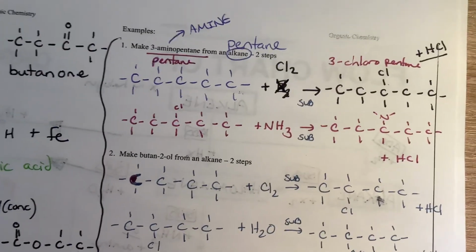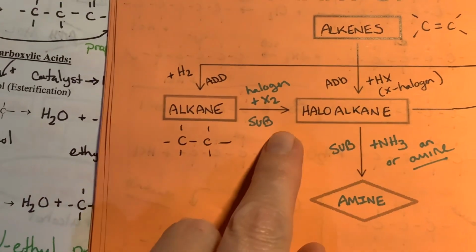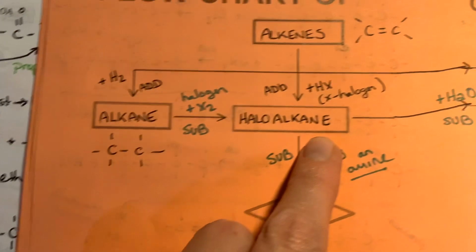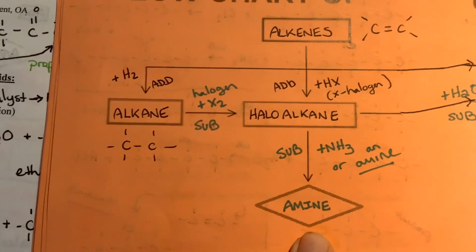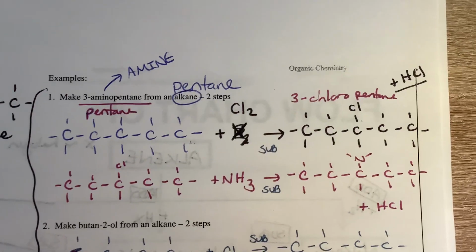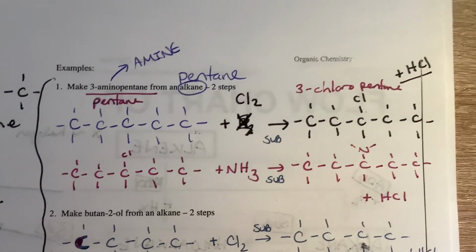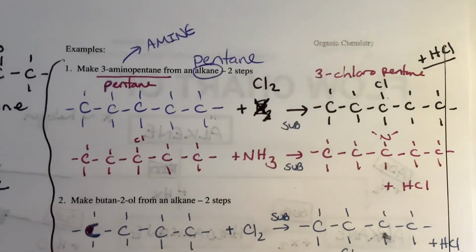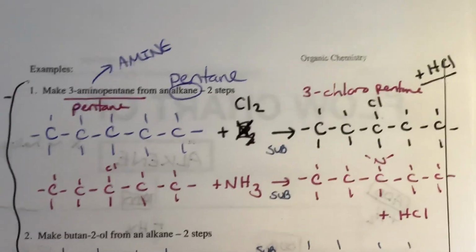So let's see, if I want to go from an alkane to an amine, what am I going to have to do? Let's look at the chart. Alkane, I add a halogen to get to a haloalkane, and then I add NH3 or an amine to get to an amine. Okay, I can do that. So here I'm taking pentane, and I want to add X2, but not really X2, some halogen. I'm going to use Cl2 because that's the one I usually use. And I can put the chlorine anywhere I want on this molecule. I'm going to put it on the 3rd carbon.